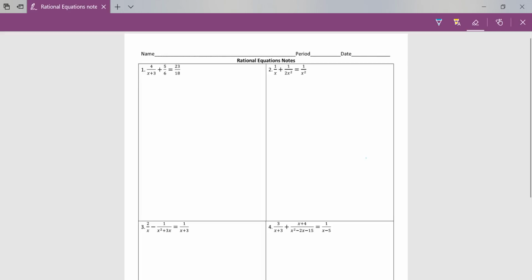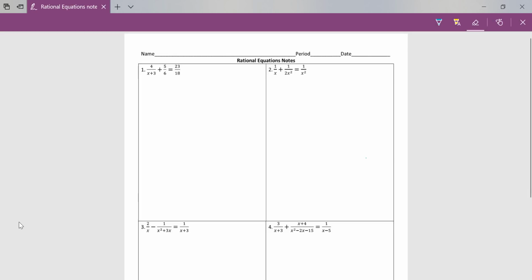Good afternoon, class. Today we're going to be talking about rational equations and how to solve them. You've already done a little bit of simplifying with rational equations and expressions, really. But today we're going to be looking at if you have it equal to something, how can you solve for x?